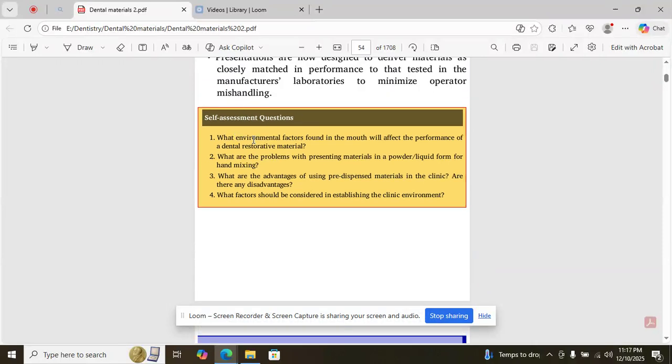Self-assessment questions: What environmental factors found in the mouth will affect the performance of a dental restorative material? What are the problems with presenting materials in a powder-liquid form for hand mixing? What are the advantages of using pre-dispensed materials in the clinic? Are there any disadvantages? What factors should be considered in establishing the clinical environment?